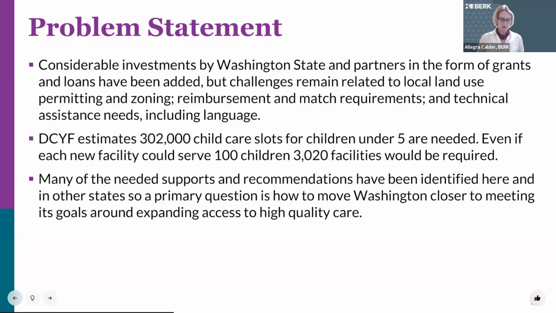We know we need more facilities, and whether that comes through development, through expansion of existing facilities, or through conversion of other buildings, we've got to build more. So we are very much focused on how do we move Washington closer to meeting its goals around expanding access to high quality care, given what we know about what works. Next slide, please.